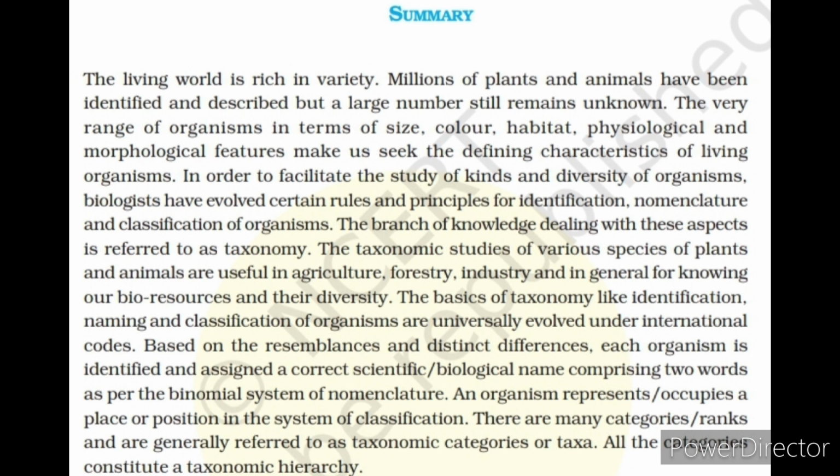The taxonomic studies of various species of plants and animals are useful in agriculture, forestry, industry, and in general for knowing our bioresources and their diversity. The basics of taxonomy like identification, naming and classification of organisms are universally evolved under international codes. Based on the resemblances and distinct differences, each organism is identified and assigned a correct scientific biological name comprising two words as per the binomial system of nomenclature. An organism occupies a place or position in the system of classification. There are many categories, ranks, and are generally referred to as taxonomic categories or taxa. All the categories constitute a taxonomic hierarchy.